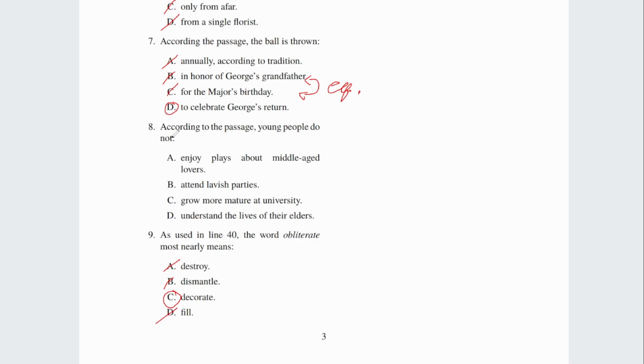Another detailed question, according to the passage, right? We know it's a detailed question. Young people do not what? And so my immediate recall of where we discuss what young people do, and particularly as they compare to middle-aged people, is that we were comparing the choices that a play manager could make, right? This playwriter wanted to write a play about young lovers because everyone would enjoy that, but young people wouldn't enjoy a play about middle-aged lovers. So I'm immediately drawn to answer choice A. But if we want to really look at this, young people do not what?